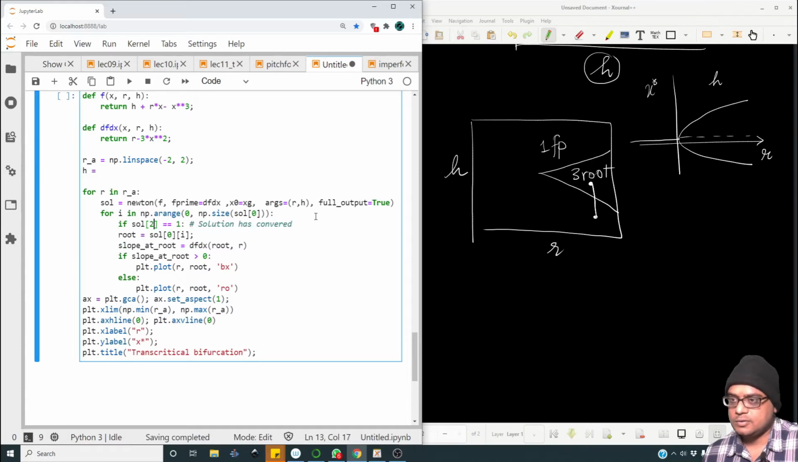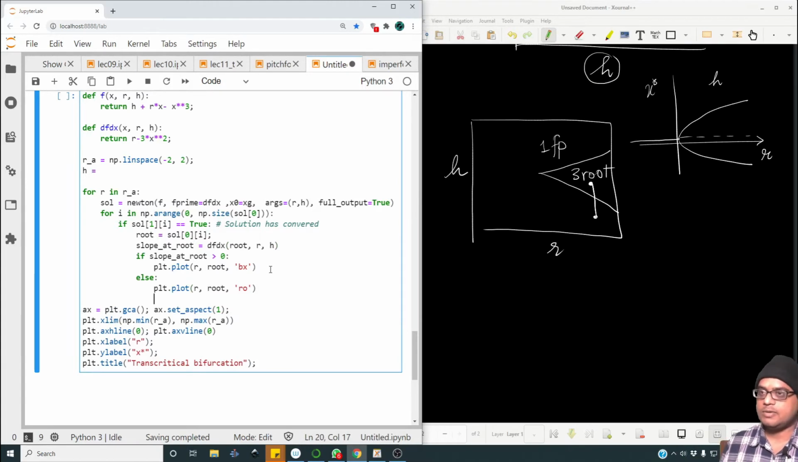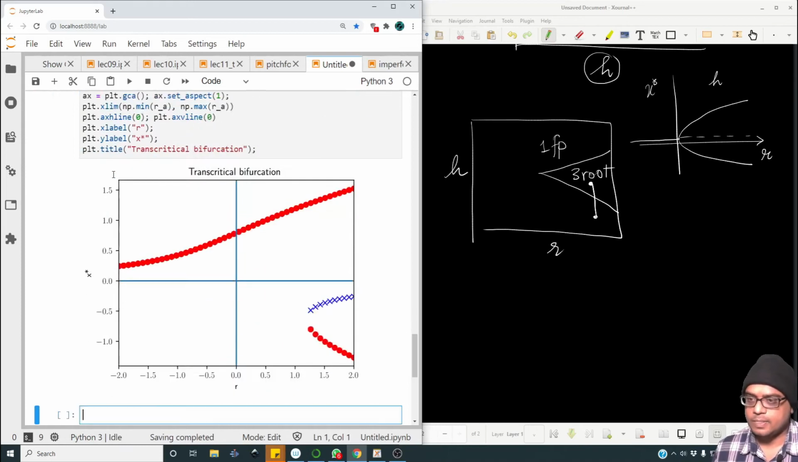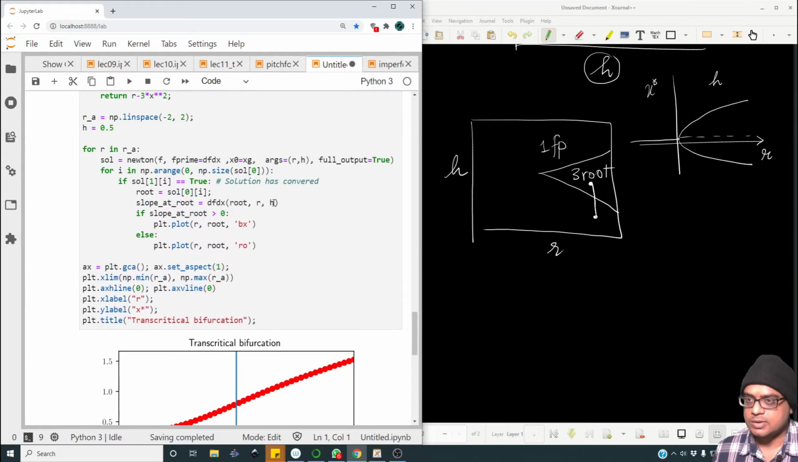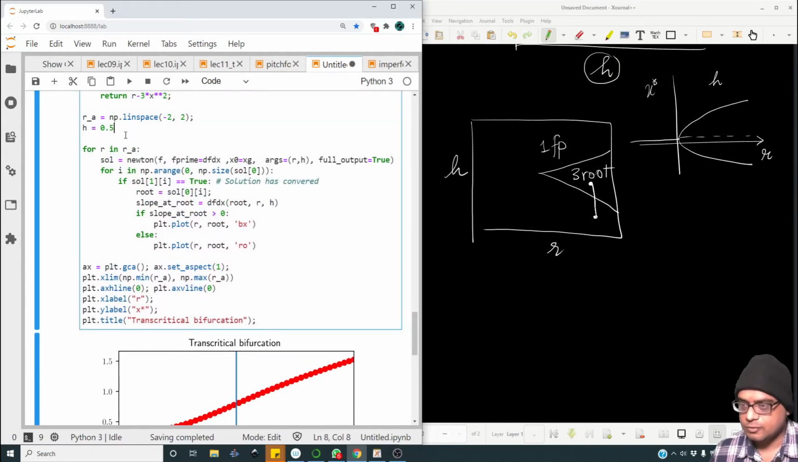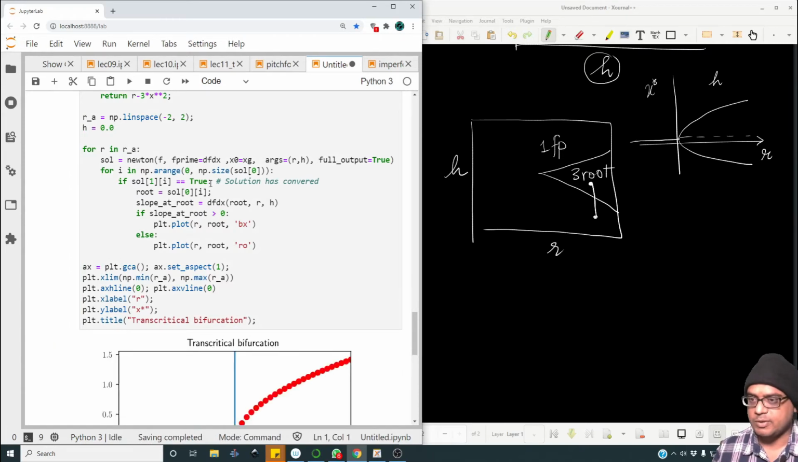if sol1[i] is equal to true, and this is from the previous cells that I deleted. Okay, so root is equal to sol0[i], slope at root, so we have to pass H as well, if it is greater than 0. Yeah, okay, so let me run this. So let me define H equal to 0.5. Let me start from H equal to 0. Let me not jump the gun. So let me start from H equal to 0 because it's a simple pitchfork bifurcation.